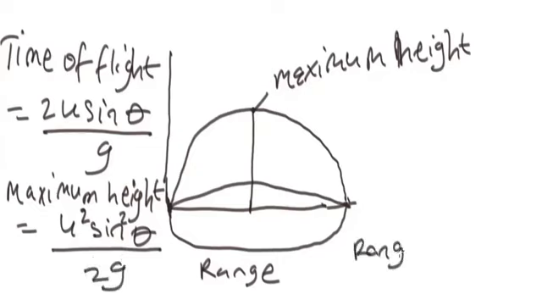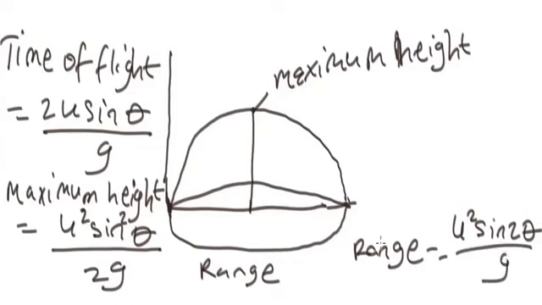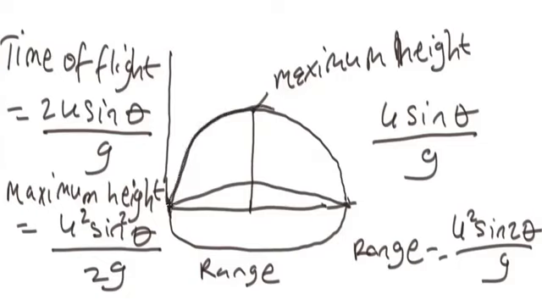Range is calculated using u square sine 2 theta over g. The time it takes the body to reach maximum height is calculated using u sine theta over g. This movement it's made here, we call it parabola movement.